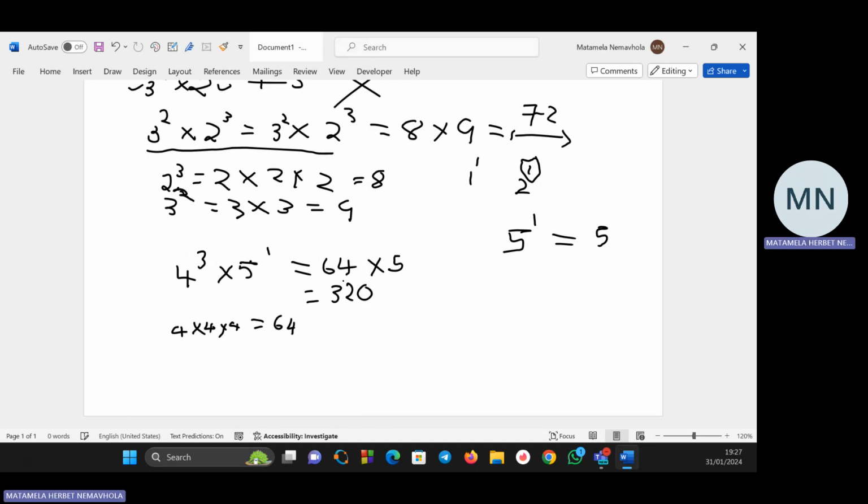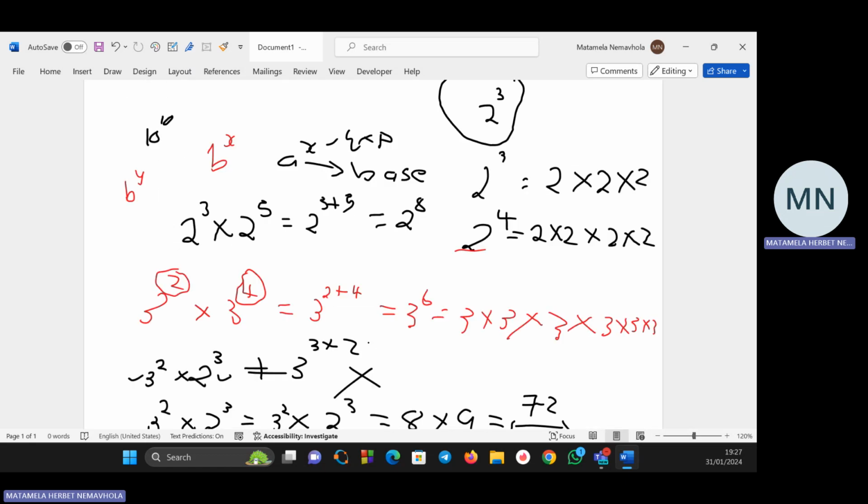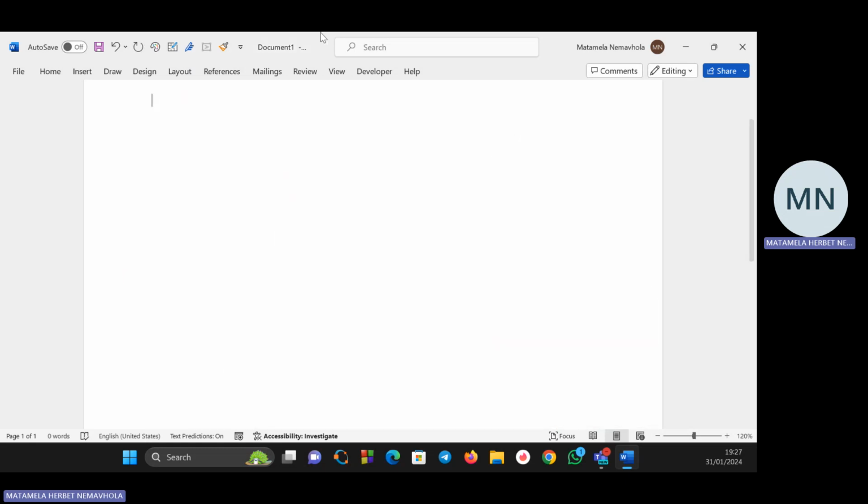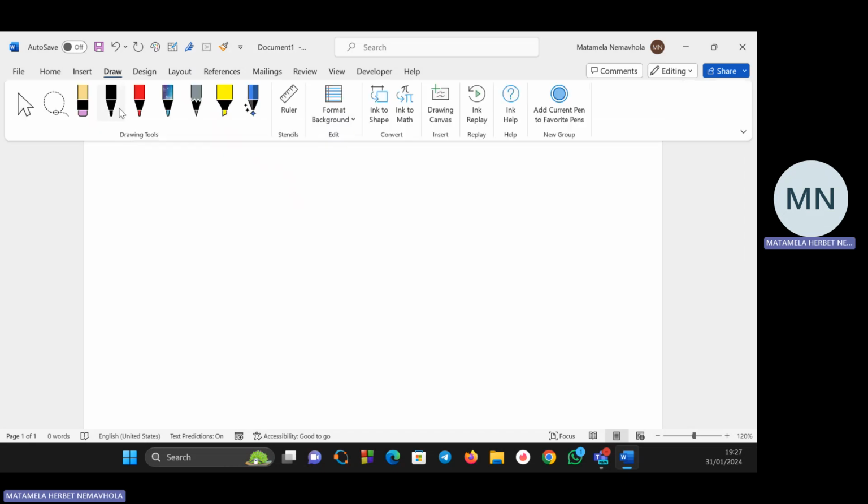So I hope in this lesson so far, you have learned that if the bases are the same and you are multiplying, you add the exponents. So now we're going to move on to when we are dividing. We just dealt with multiplication. So let's go for the division part. For the division part, we are working with division.